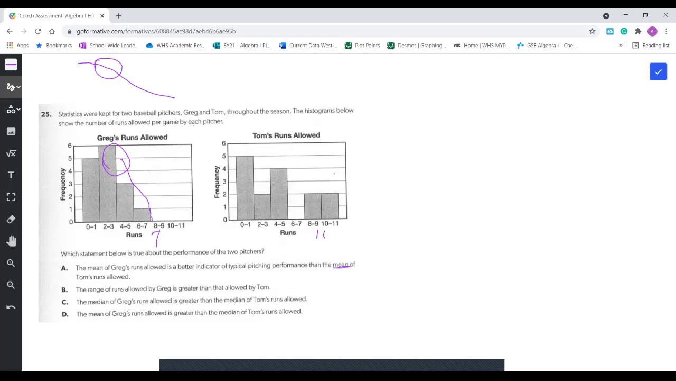The median of Greg's runs allowed is greater than the median of Tom's runs allowed. No, that's not true either. The mean of Greg's runs allowed is greater than the median of Tom's runs allowed. That is not true either. The best answer in this case, young people, is answer choice A. The mean of Greg's runs allowed is a better indicator of a typical pitching performance than the mean of Tom's runs allowed. Okay, all right.